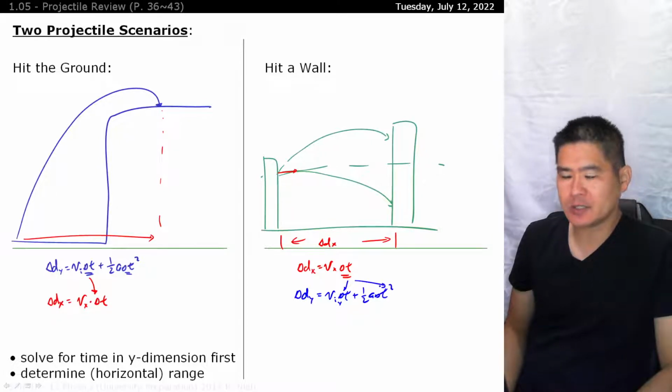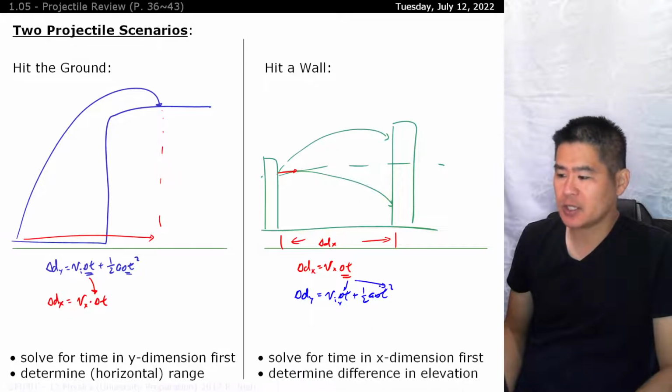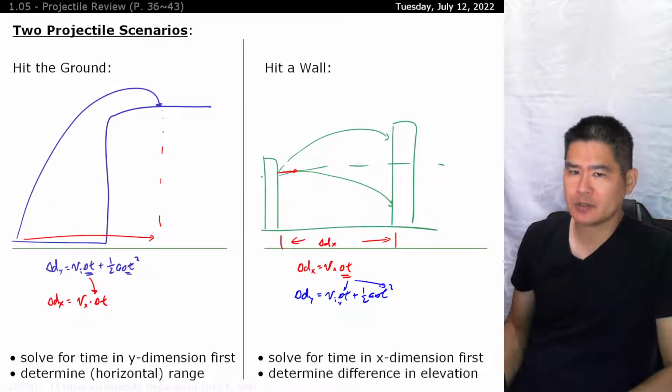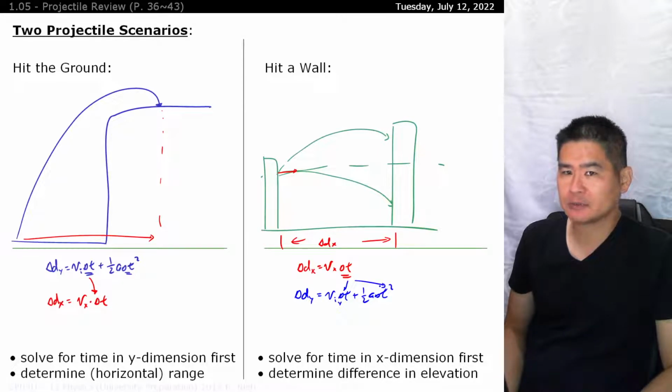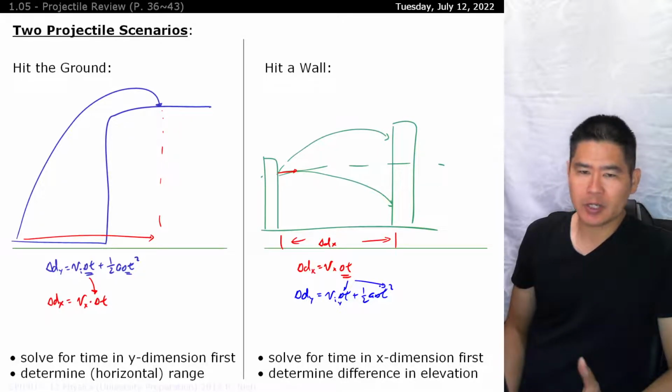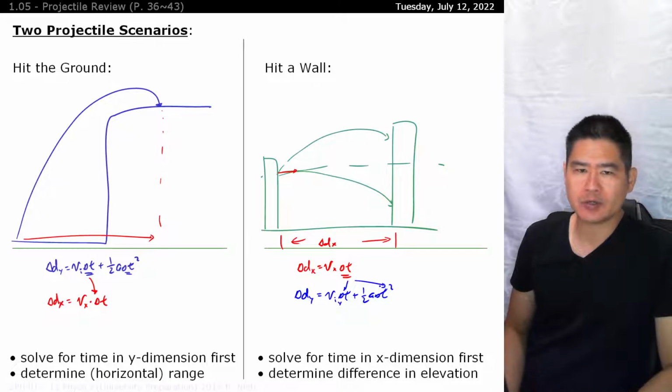Keeping in mind that your delta dy does not tell you your position, it just tells you your displacement. So the difference in elevation from where you started to where it is at the end. So your grade 11 problems are one of these two scenarios, and that's it.